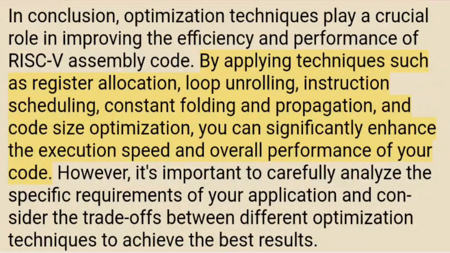By applying techniques such as register allocation, loop unrolling, instruction scheduling, constant folding and propagation, and code size optimization, you can significantly enhance the execution speed and overall performance of your code. However, it's important to carefully analyze the specific requirements of your application and consider the trade-offs between different optimization techniques to achieve the best results.